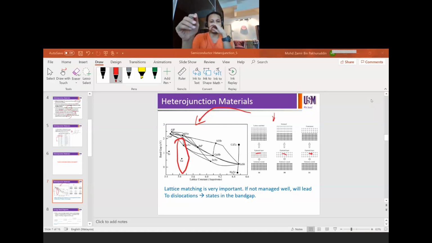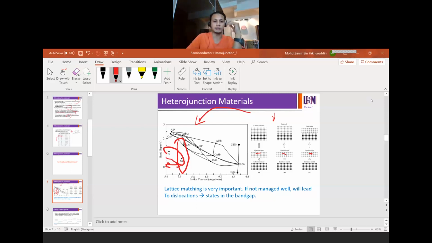On the other hand, if you want to put germanium on silicon, you can see the mismatch is quite big because the lattice constant is different, 5.4 something to 5.6 something. That's quite a huge mismatch, right? Therefore, your device will suffer from dislocation and defects and trap states and so on, right?